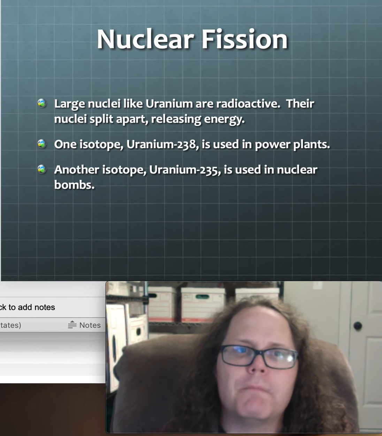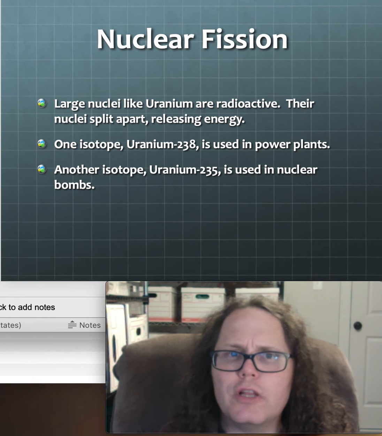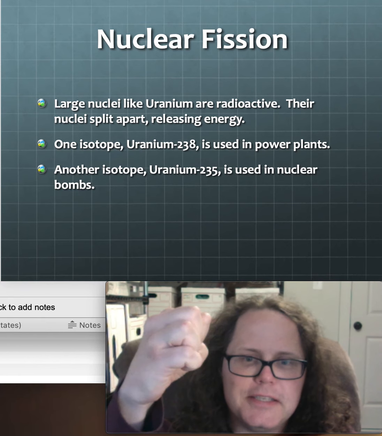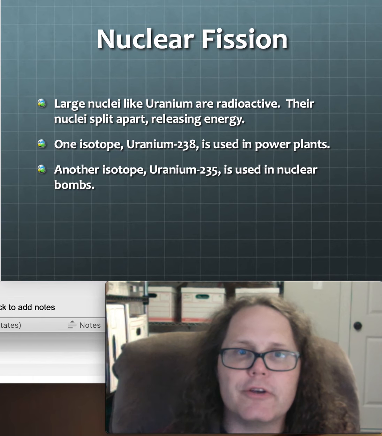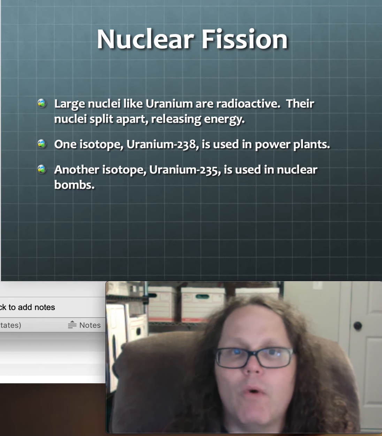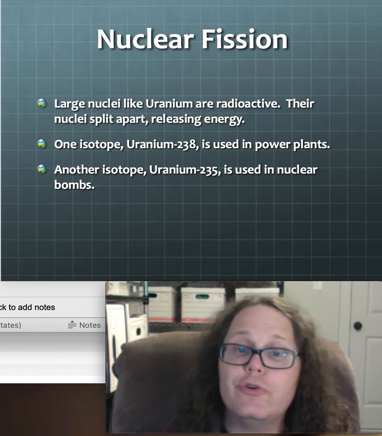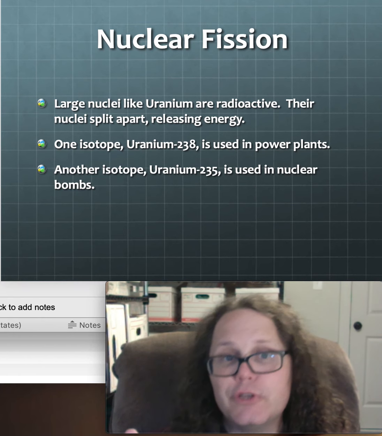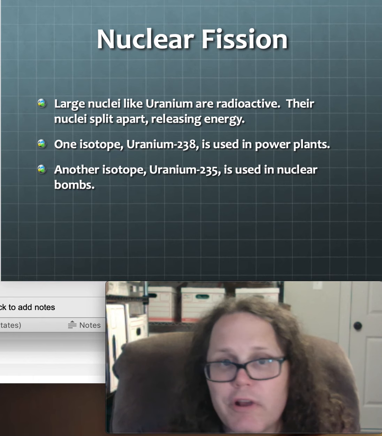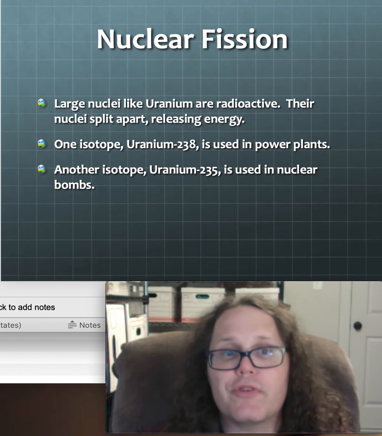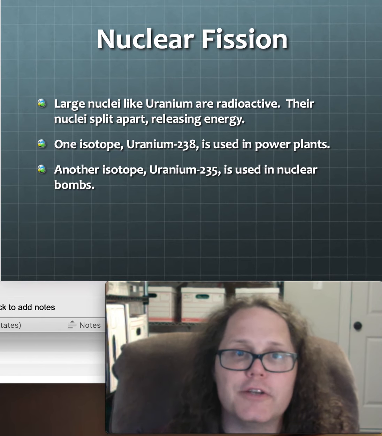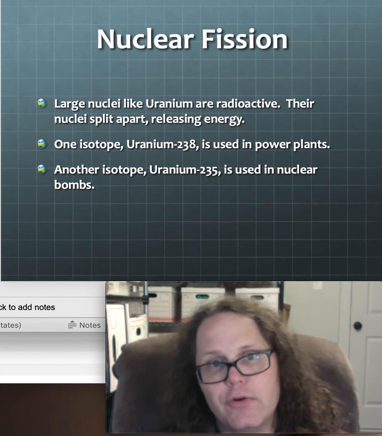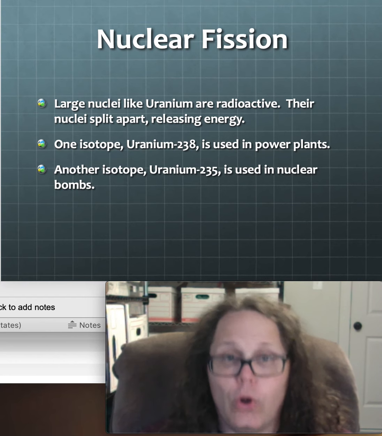Nuclear fission is when a large nucleus like uranium splits into two smaller ones, releasing energy. In nature, a mined rock of uranium, an ore of uranium, will contain at least two isotopes of uranium, U-235 and U-238. A U-235 nucleus just has 235 total protons and neutrons, while a U-238 nucleus has 238 total protons and neutrons.